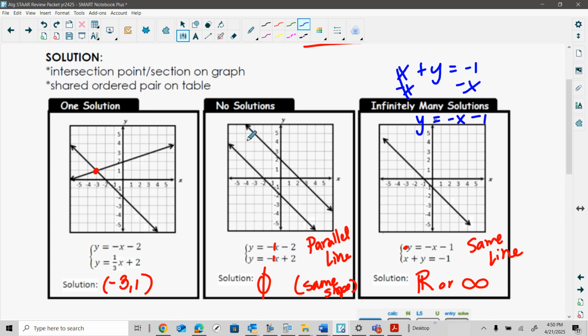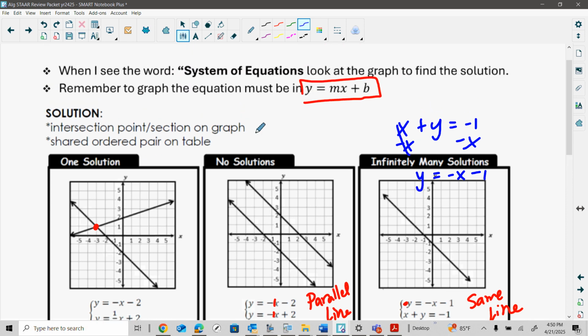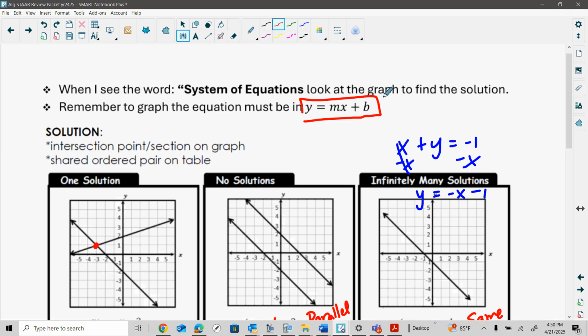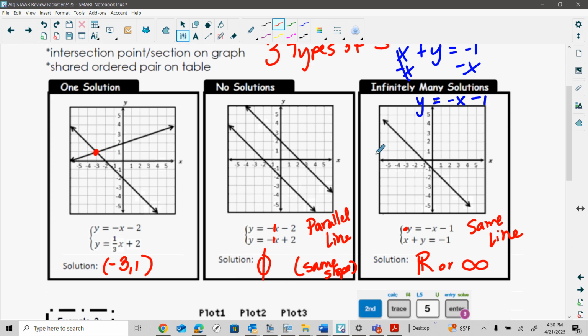So there are always going to be three types of solutions. Whenever we have a system, you see the word system, look at the graph to find the solution. And remember, there are three types of solutions.